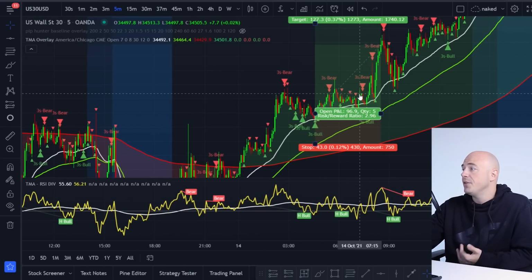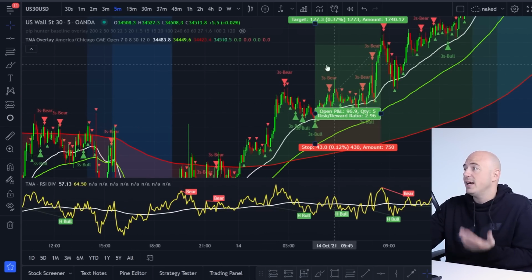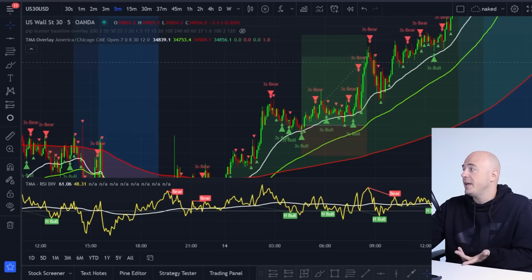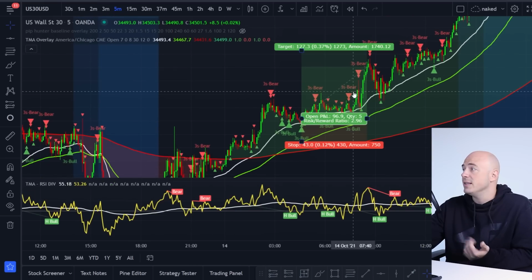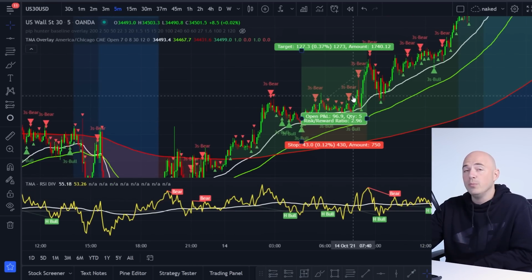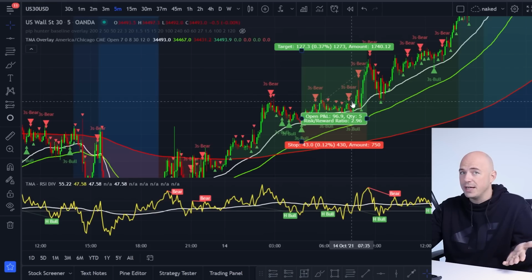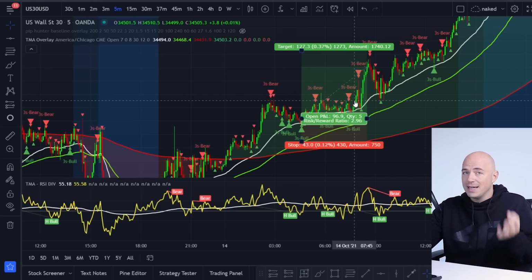Right here, we had a 1 to 3, and it played out. And this is on US 30, so depending on your lot size, this could have been a lot of money. This was a 127-point move on US 30. So do your calculations, and you can see it's highly effective.